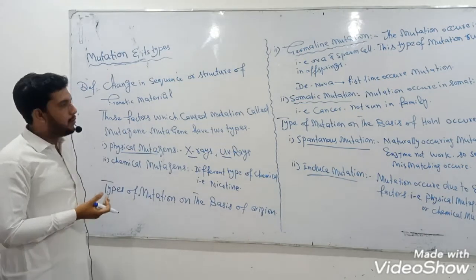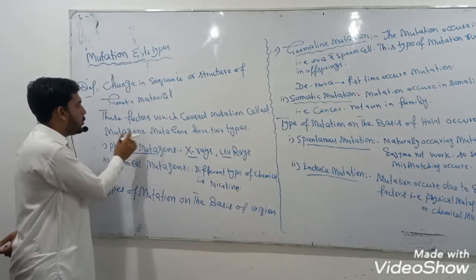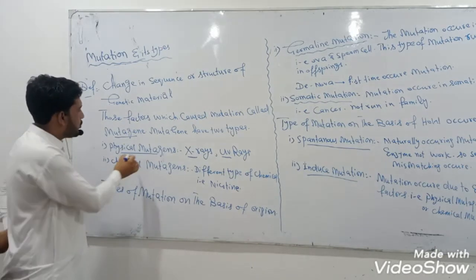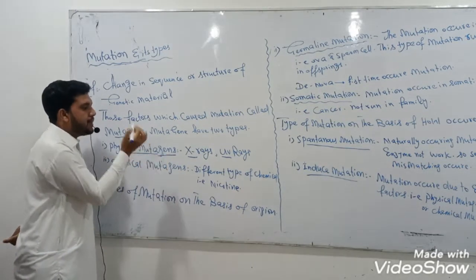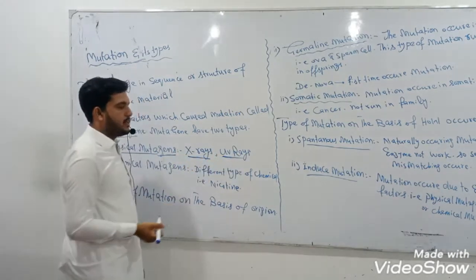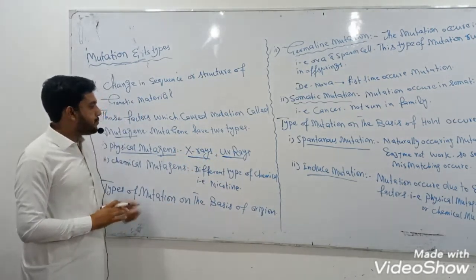Those factors which cause mutation, there are some factors responsible for causing mutation, which is known as mutagen. Mutagens are of two types. The first one is the physical mutagen. The physical mutagen, for example, X-rays and UV rays. These are the physical mutagens.